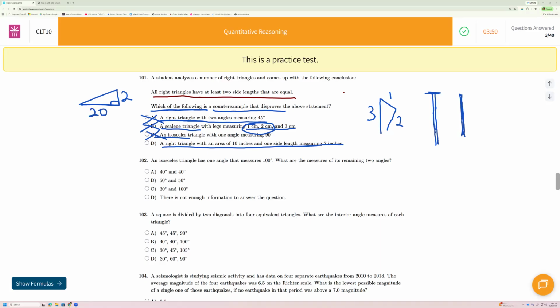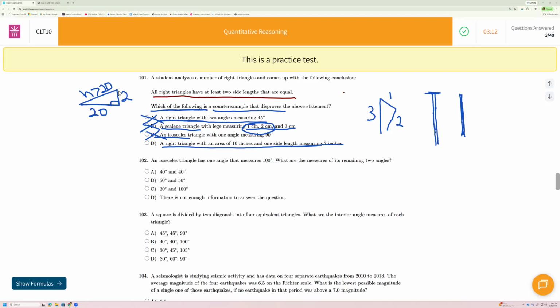And this is going to be, let me see, 20 squared plus 2 squared would be the square root of, it's going to be more than 20. We know that in a right triangle, the hypotenuse is always the longest side. So this hypotenuse is greater than 20, which means that this disproves what the student is claiming. No side is the same here.